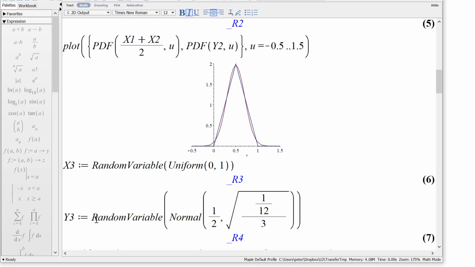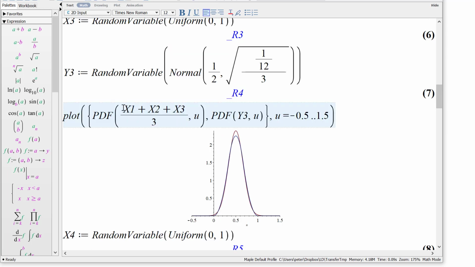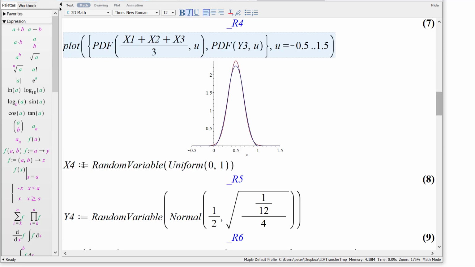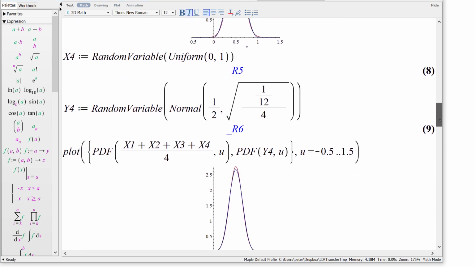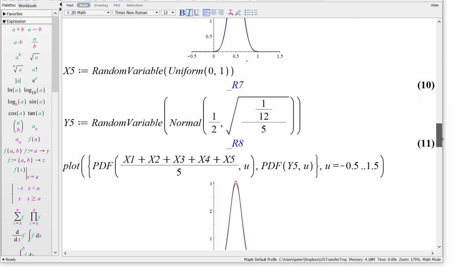So I've created a random variable with this new variance, and here is a comparison of the sample average with 3 random variables and the normal distribution. You can see the approximation is even better. Moving on, defining a 4th random variable, a 4th normal distribution, comparing, better approximation, 5th one, comparing.